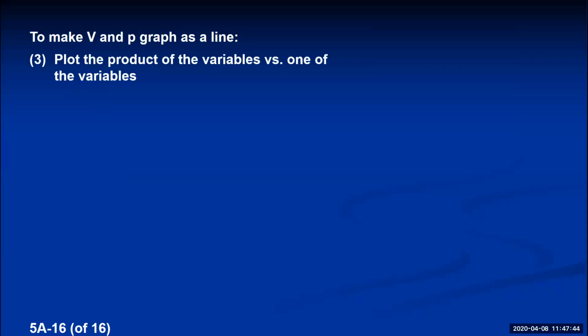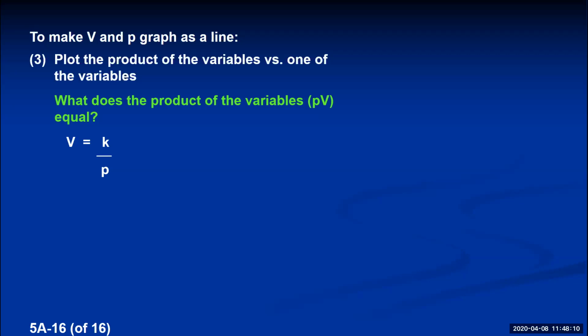The final way is to plot the product of the variables on one axis versus one of the variables on the other. So whenever you're doing something like this, it's really important to ask, why would they be doing that? What does the product of the variables actually equal? Because if we're doing pressure and volume data, they're saying multiply pressure and volume together and put that on the y or the x-axis. Why would they do that? Well, take Boyle's law and figure out what P times V equals. So let me put the P over to the left side of the equation, and P times V equals K. Why would that be significant?